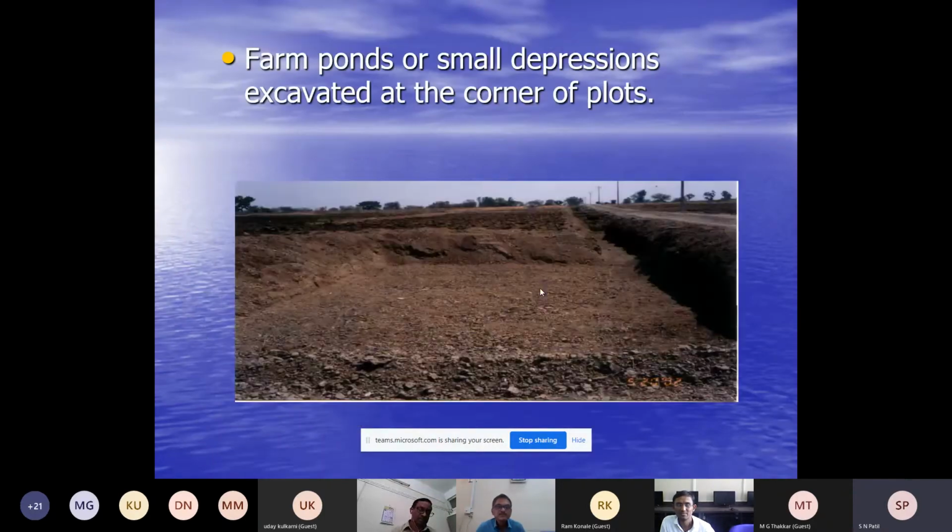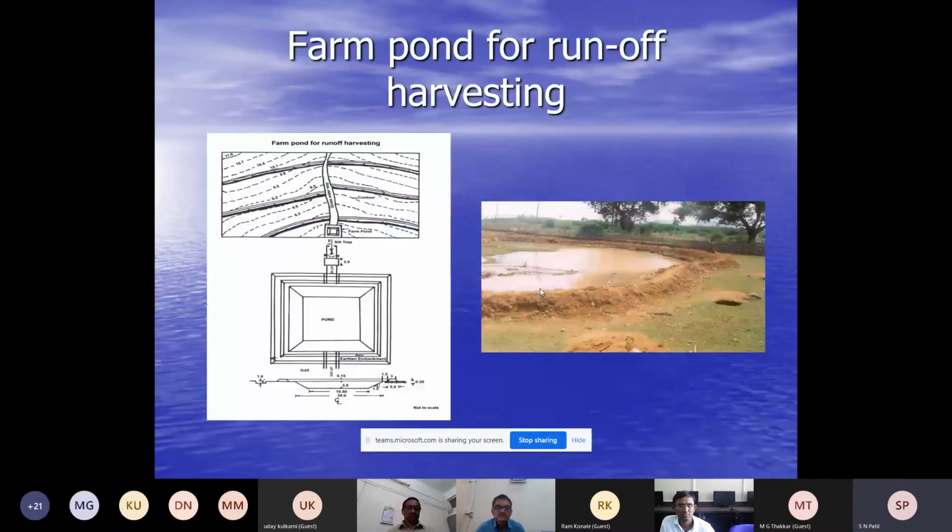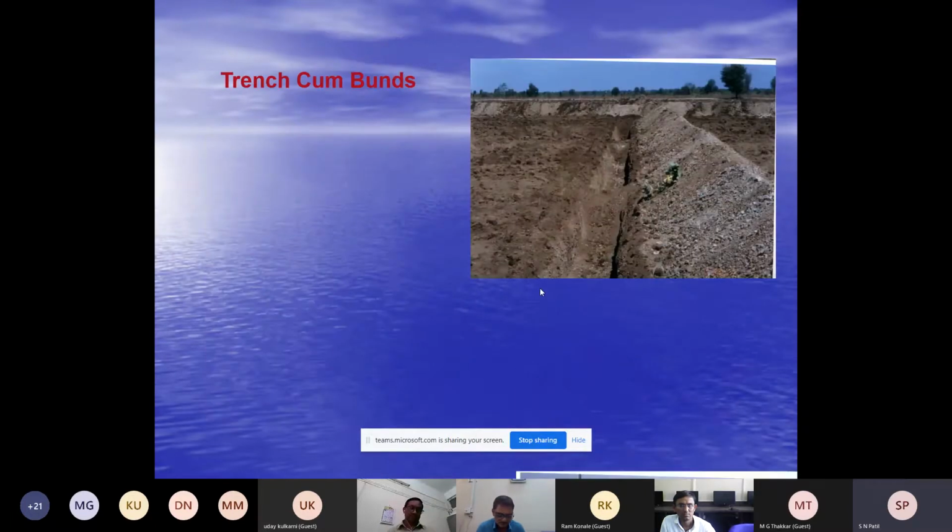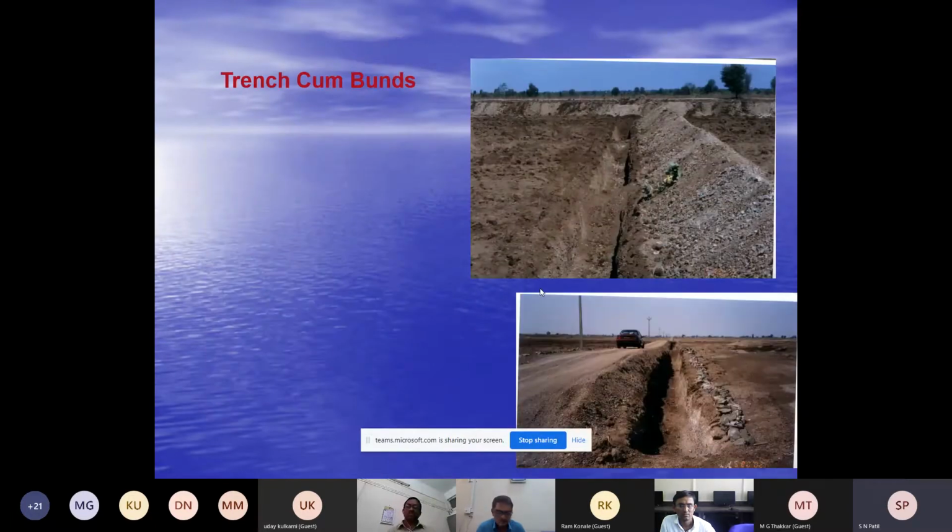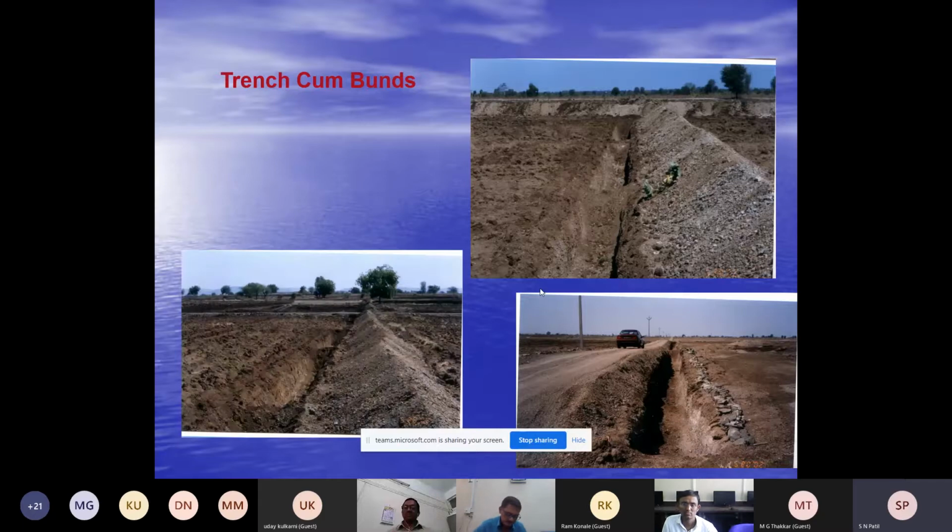This is the farm pond. There are many government schemes for excavating farm ponds, right from 15,000 to 50,000. This farm pond is basically used for runoff harvesting. This is a trench cum bund. It also helps to recharge the water, and if plantation is there on the bunds, then it arrests soil erosion. These are the advantages of trench cum bund.